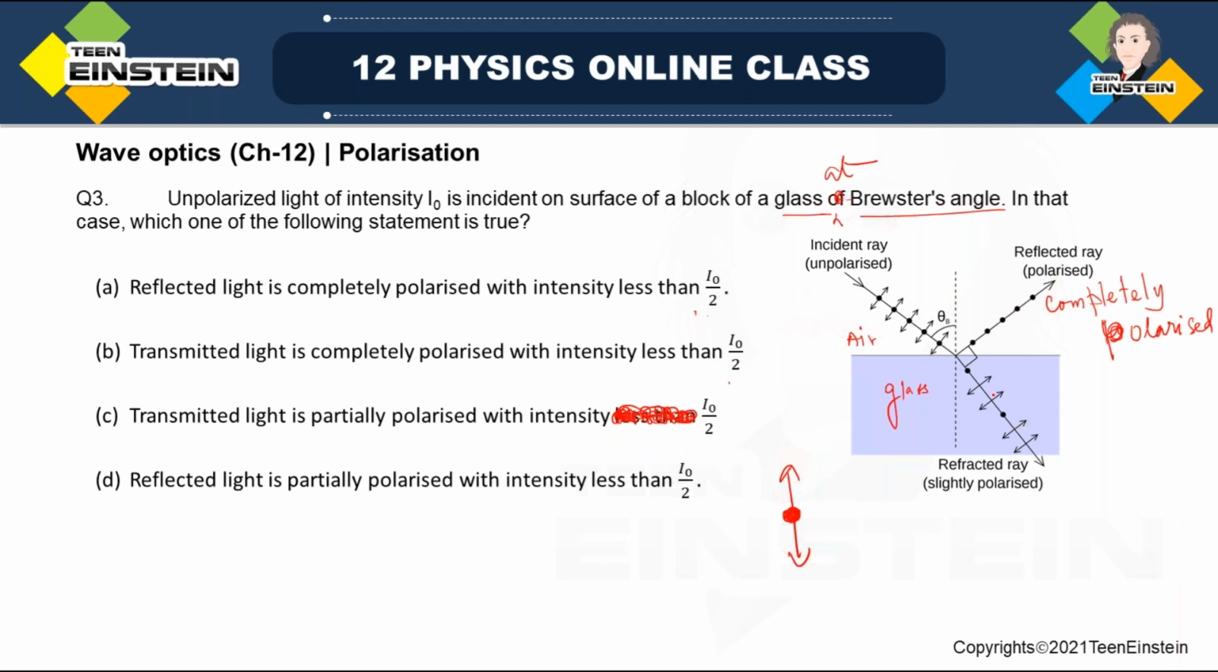What about the transmitted ray? Whether this is also polarized? Yes, it is polarized, but partially polarized or slightly polarized. Why? Because see, in this direction you have some electric field vectors which are vibrating in a direction perpendicular to the plane. So these are perpendicular vibrations of the electric field vector. See, maximum will be in plane vibration, but some are there which are vibrating out of plane. So that's why this refracted or transmitted light is partially polarized light.